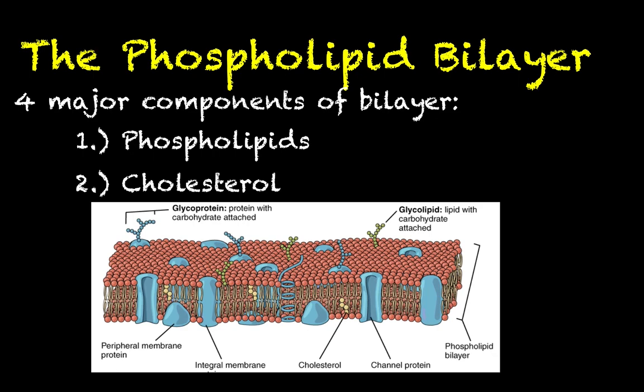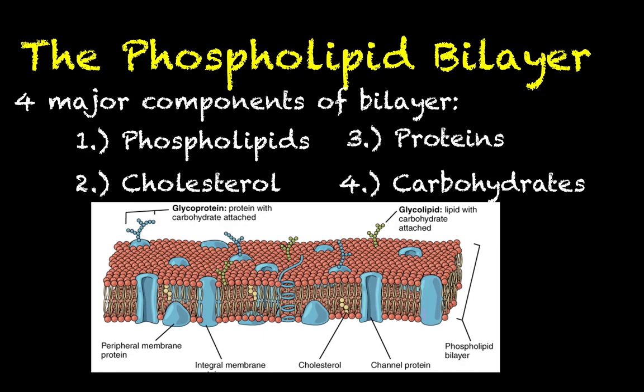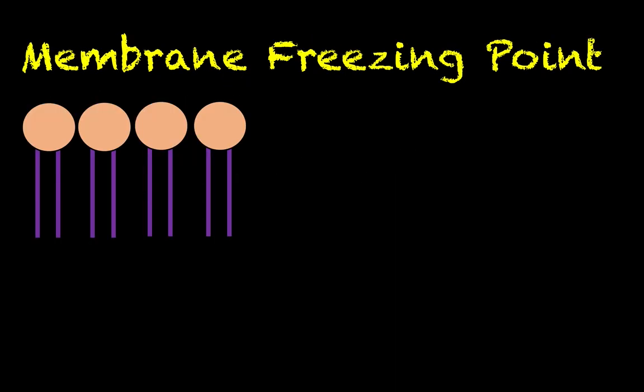We briefly talked about this in our video on lipids. There are proteins that wedge themselves into the cell membrane, and then there are carbohydrate chains that we often find on the cell membrane as well.